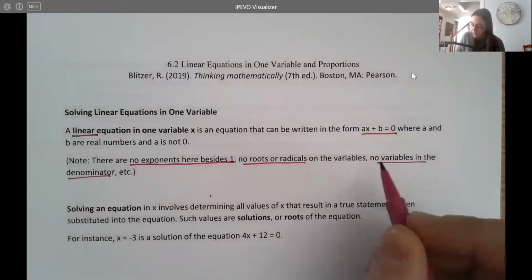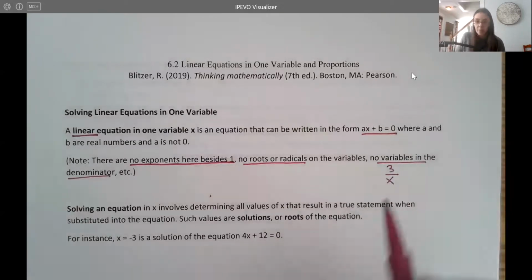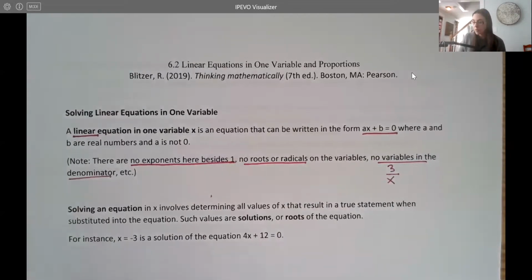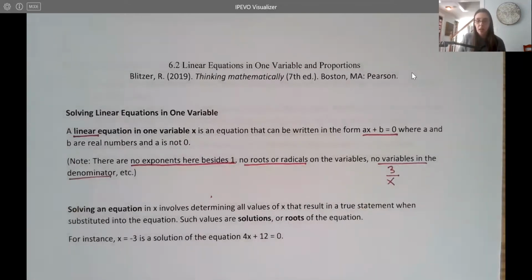So by a variable in the denominator, I mean something like this. Like that would be kind of different, right? So those are not linear. That's a different kind of equation. So your linear equations are your simplest ones. And that's what we're going to focus on here.